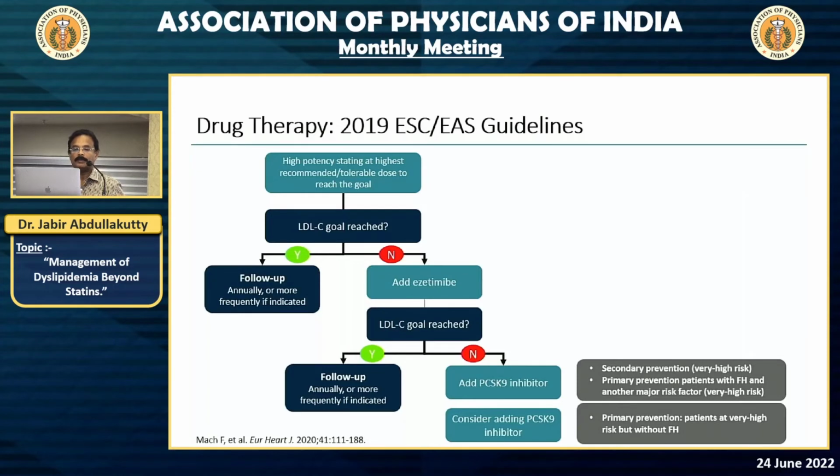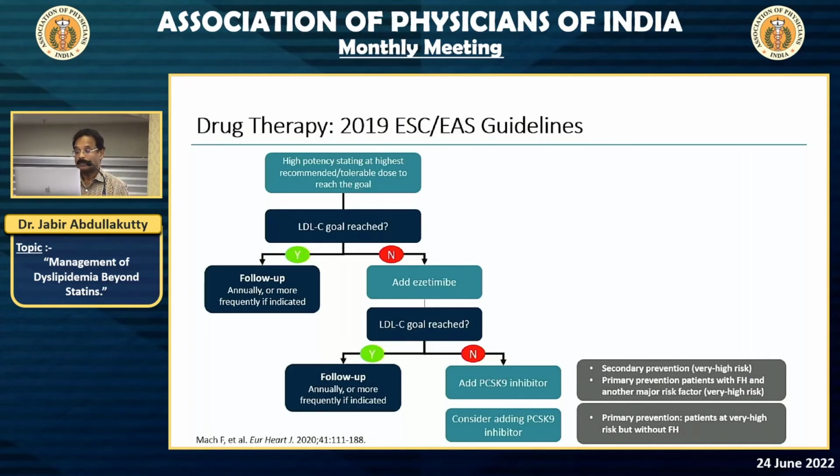So the drug therapy for dyslipidemia, 2019 ESC guidelines, high intensity statin for the highest risk patient. Has the LDL cholesterol goal been reached by 4 to 6 weeks? No. Add ezetimibe. Again re-evaluate at 4 to 6 weeks. Has the LDL cholesterol goal been reached? Yes. Then annual or biannual follow-up.